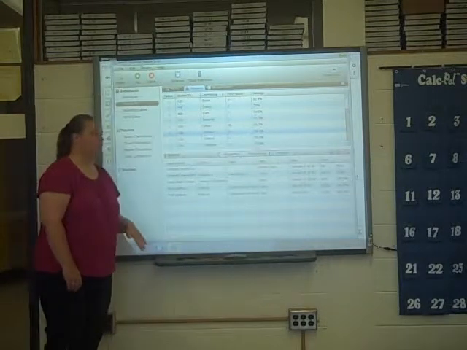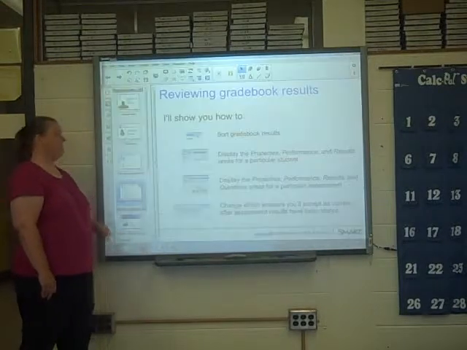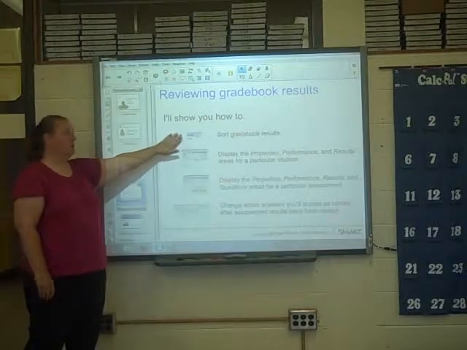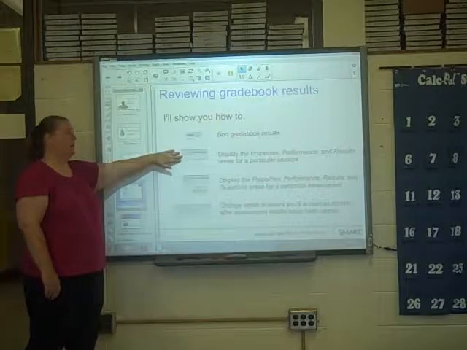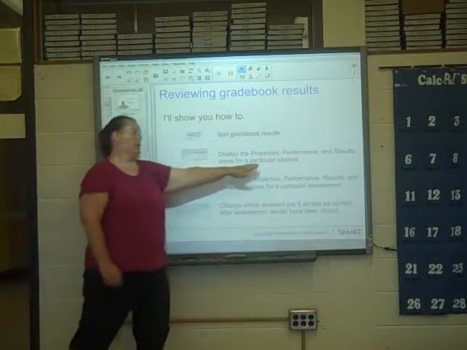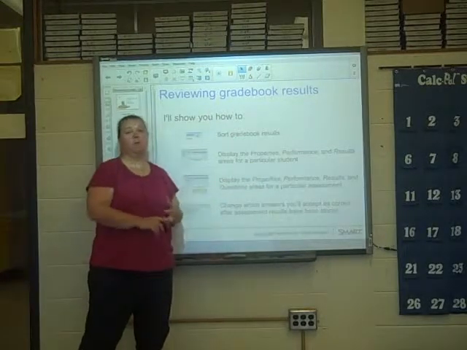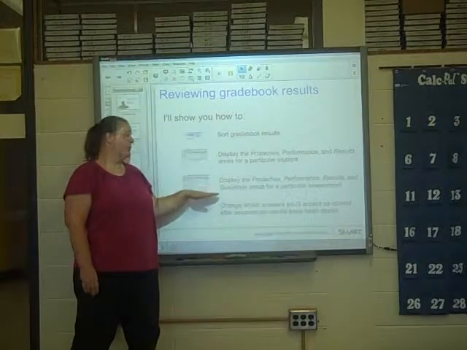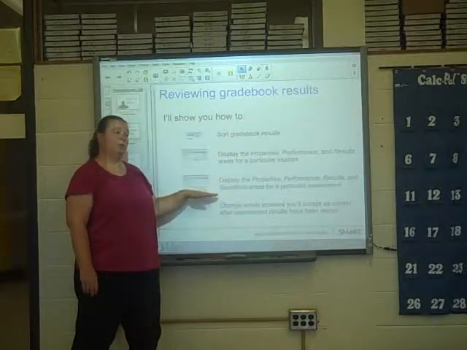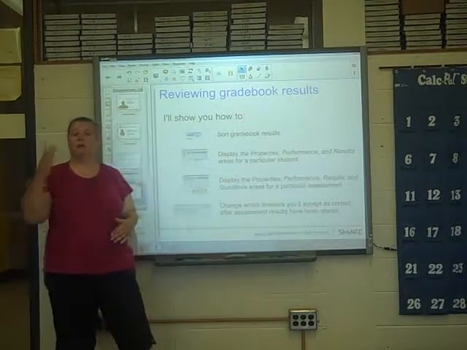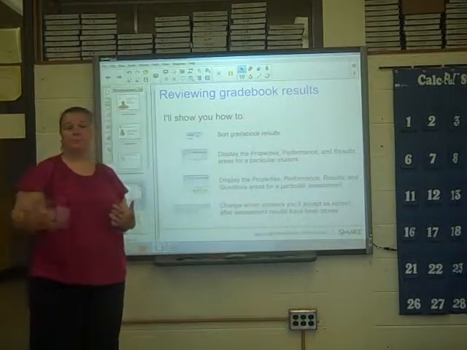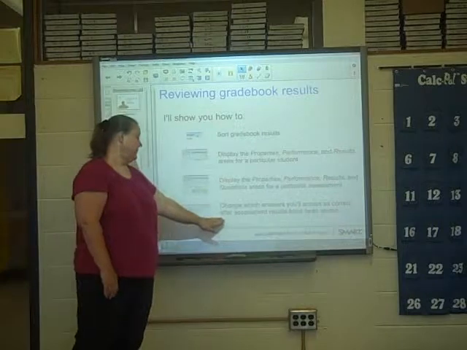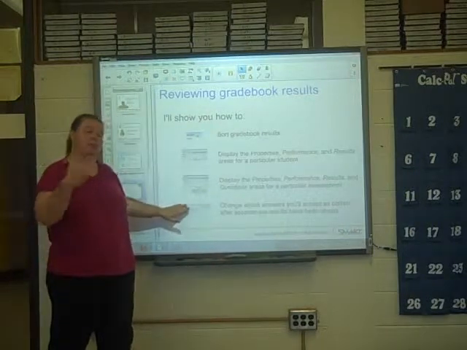I'm going to go back to my notebook file real quick. We looked at how to sort our gradebook results by clicking on the column headers. We looked at the properties for a particular student. We looked at their overall scores. We looked at how they were compared with their classmates. We also looked at displaying the properties for a particular assessment. So we chose the Texas State Assessment. We looked at the overall questions. We were able to change the answers. And here, like we said, we are able to change our answers when we made a mistake on our answer key.